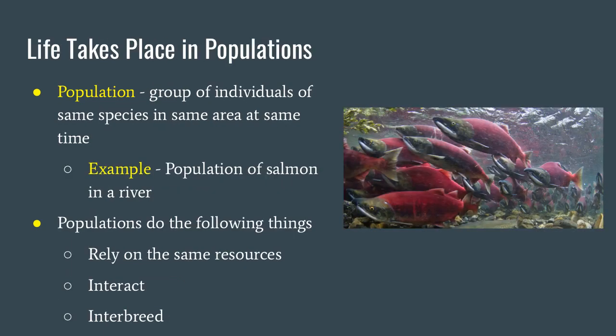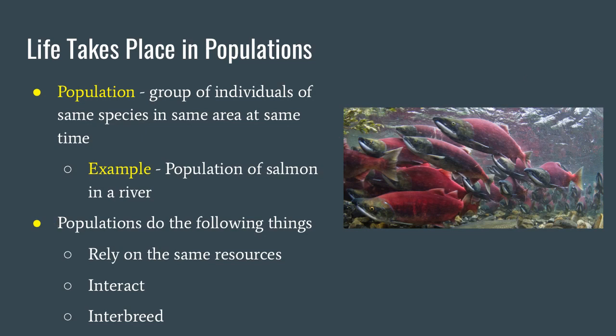We know that life takes place in populations. A population is a group of individuals of the same species in the same area at the same time. So, an example of this would be the population of salmon in a specific river. So here we see this picture of all these salmon. So these salmon are all part of the same population. That is a different population of salmon that exist if we're looking at a different river. So it has to be that same location, same time as well.